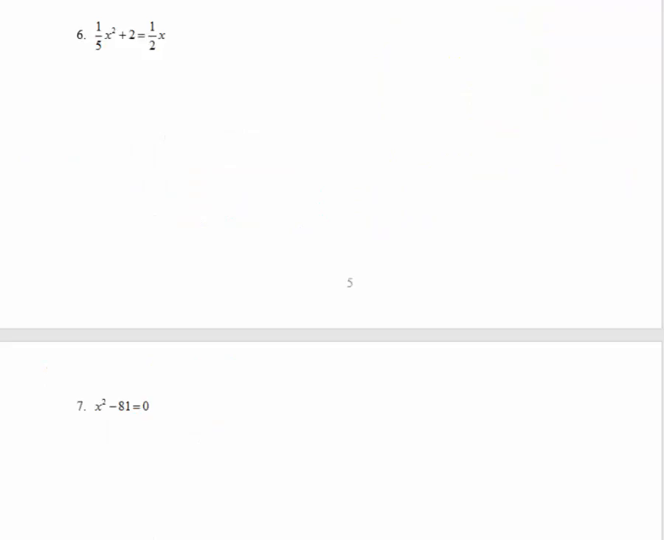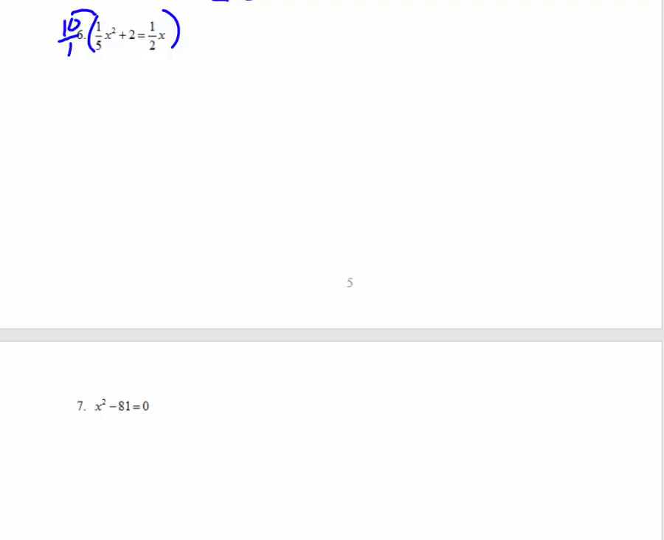Number 6. 1/5 x squared plus 2 equals 1/2 x. If I want to use the quadratic formula, the best thing to do is to get rid of fractions. So I need to find my LCD and multiply every term by it. So the first number 5 and 2 can both go into is 10. So my LCD is going to be 10. So what I'll do is I'll multiply every term by 10 over 1, so therefore my fractions will cancel.